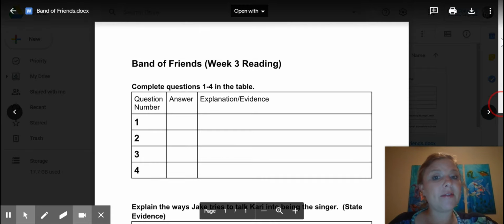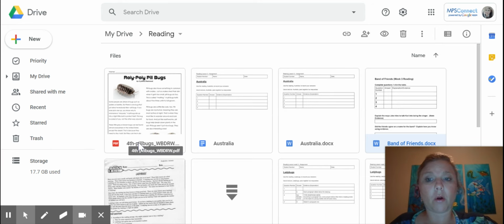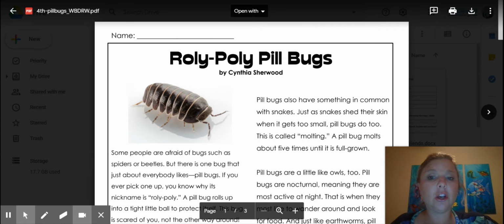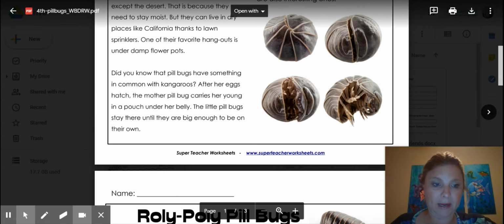Now, don't forget that for the evidence you are using, you can always use the graphs, diagrams, the text, anything that goes with it. So when I show you the roly-poly pill bugs, I could use the title. I could use these pictures to help me form my answers if they would help me.